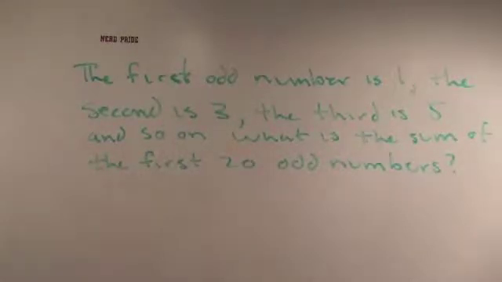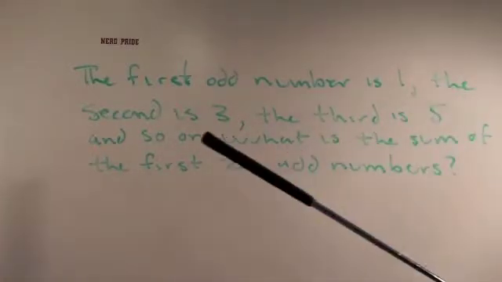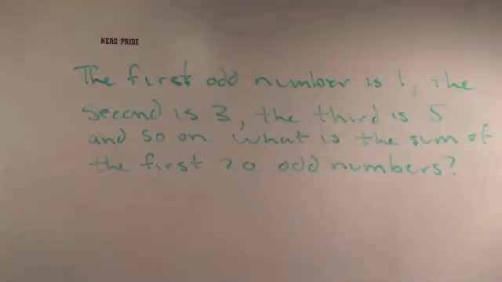Okay, good morning. Welcome to Math Project 77. Today we're going to look at one problem, just a little counting problem. You ready? Yeah. Okay, the first odd number is 1, the second is 3, the third is 5, and so on. What is the sum of the first 20 odd numbers?